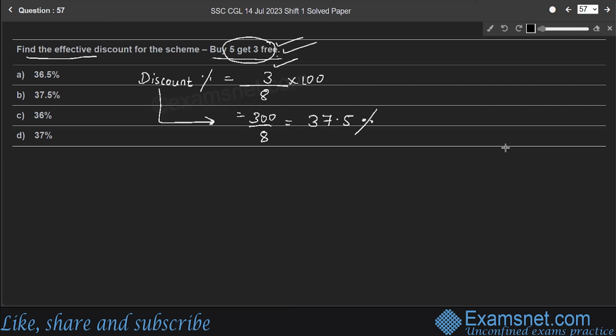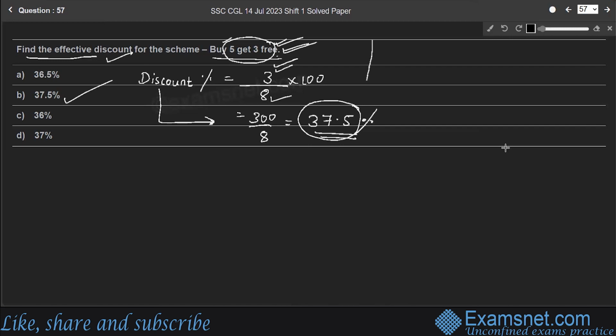Here, in case of buy 5 get 3 free, there are totally 8 articles. In that, 3 articles are for free, therefore for 100, you will get 37.5 percentage, right? That means 37.5 articles are for free, for 100. So that is the meaning of discount percentage or effective discount. Therefore, option B is the right answer.